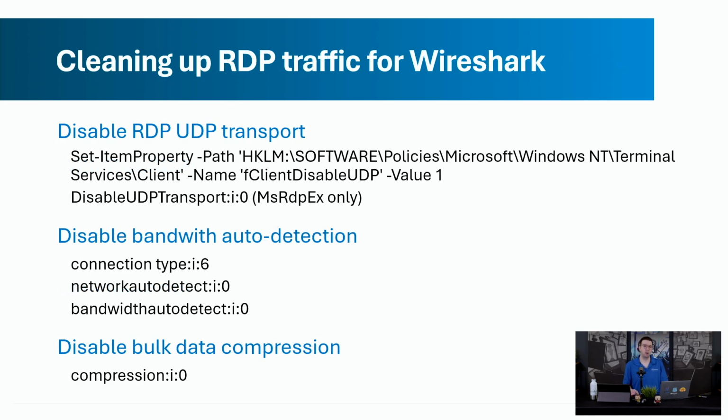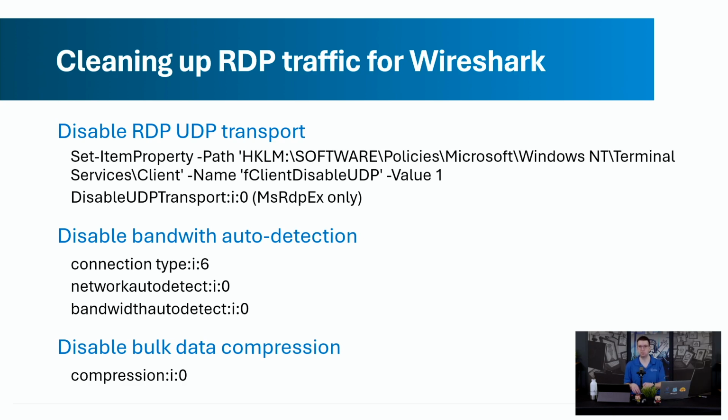Now, even if you can decrypt the traffic, the next problem you'll face is a lot of background noise, or the RDP connection uses features that are not well supported by the dissector in Wireshark. First thing you want to disable, unless you specifically want to debug UDP or develop UDP, is the UDP transport. It makes it much harder to filter.